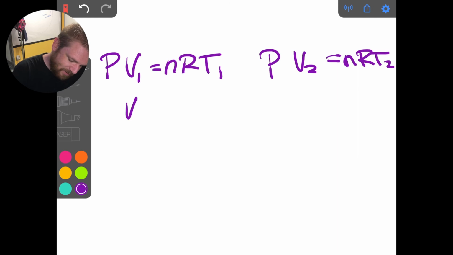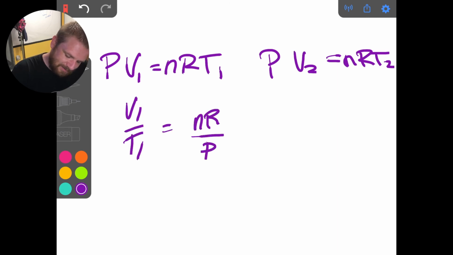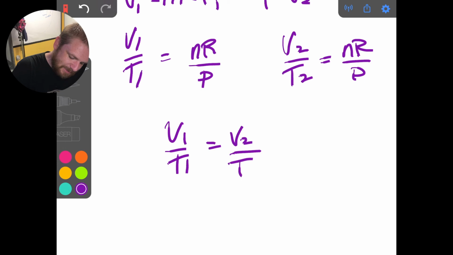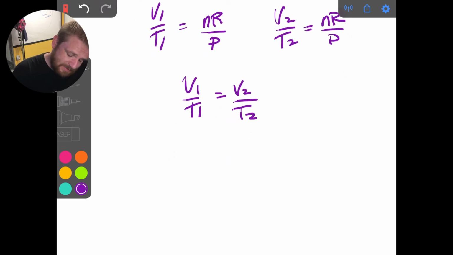So we're going to have V1 over T1 is equal to NR over P. And similarly, we have V2 over T2 is equal to NR over P. And then we can equate these two, and we end up with V1 over T1 is equal to V2 over T2. Now we're looking for the temperature at point 1.